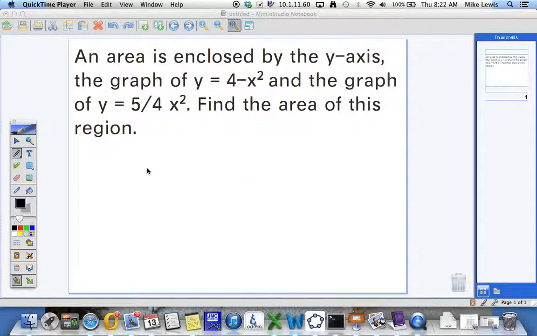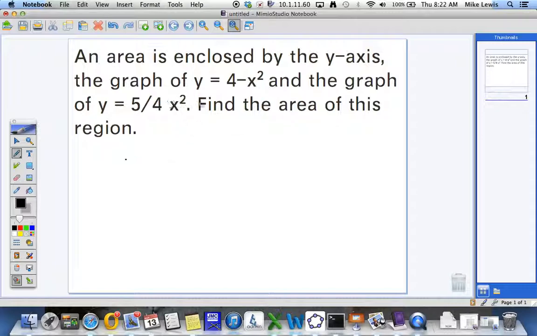Our question is, we have an area enclosed by the y-axis, the graph of 4 minus x squared and the graph of 5/4 x squared, and we want to find the area of this region. This is describing a picture. It sure would be nice if we could see the picture, so let's take a look at it.